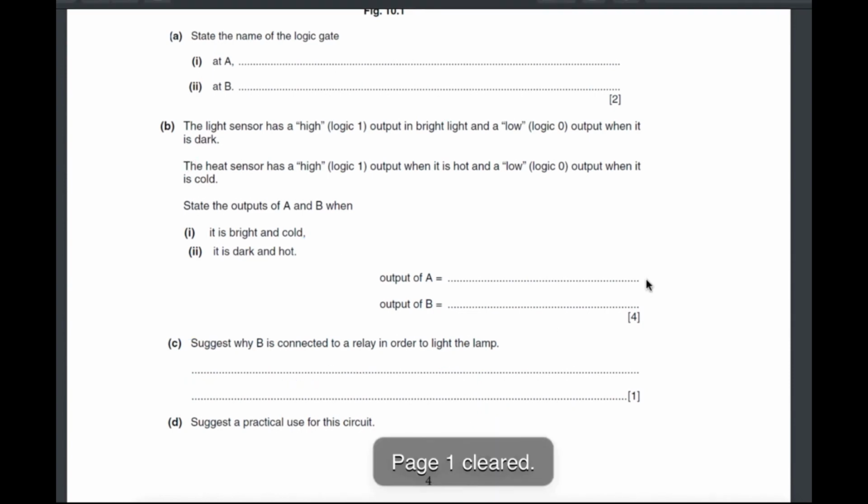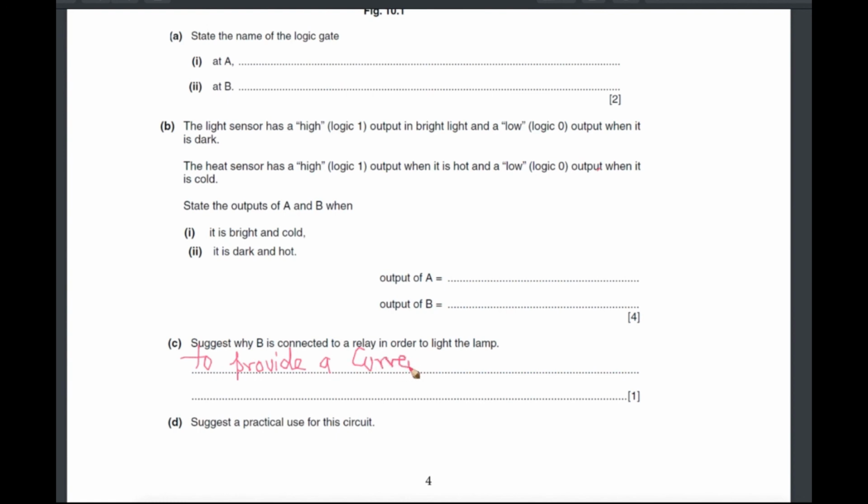In the next part, they're asking, suggest why B is connected to a relay in order to light the lamp. Okay, so one gate is connected with the relay and lamp, so we can say this for 1 mark, so we can say to provide a current to a lamp.